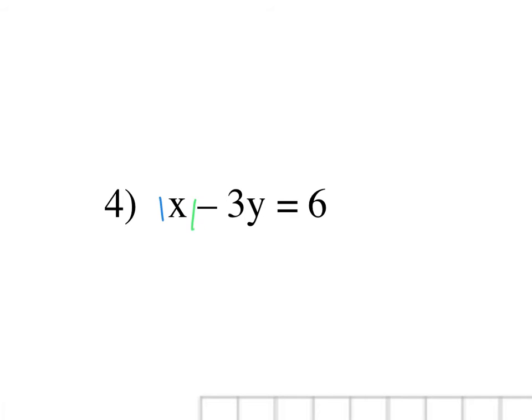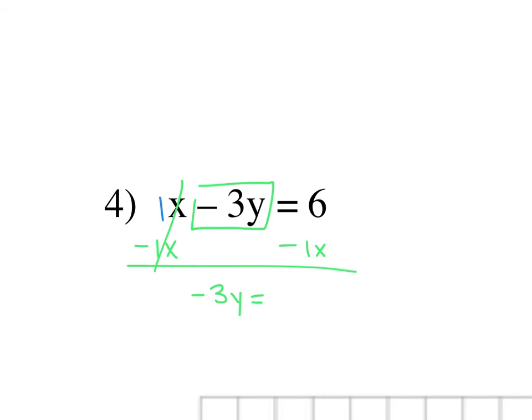So I'm going to square my -3y and say don't touch it. I have to ask myself, how do I get rid of a positive 1x? Well, I subtract 1x from both sides of my equation. My 1x's cancel, so I get -3y equals -1x plus 6. Remember, always put those x's first. Then you need to get rid of this negative 3. How do I get rid of a multiplication by negative 3? I divide everything by negative 3.